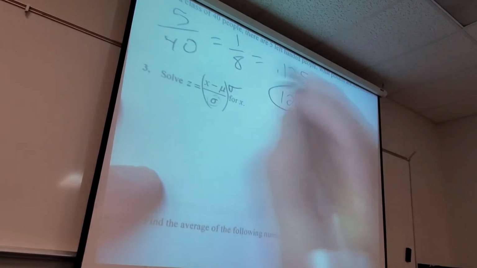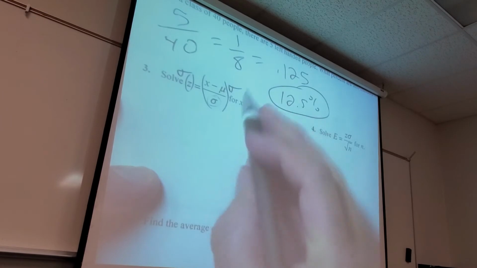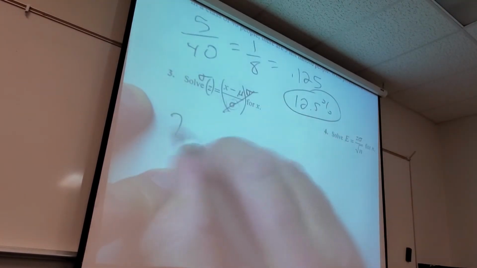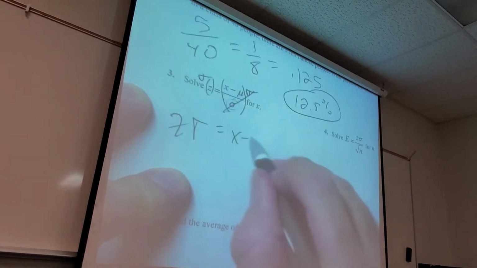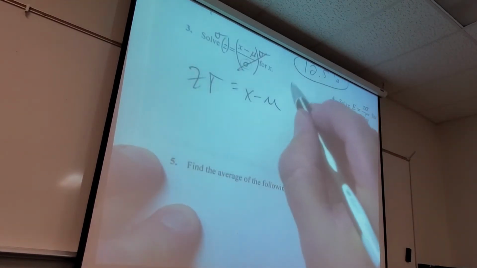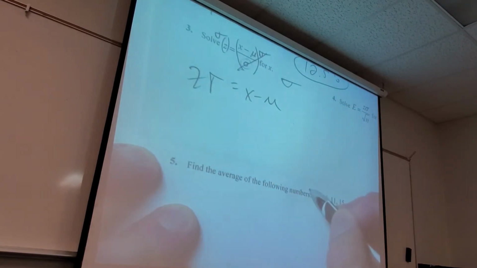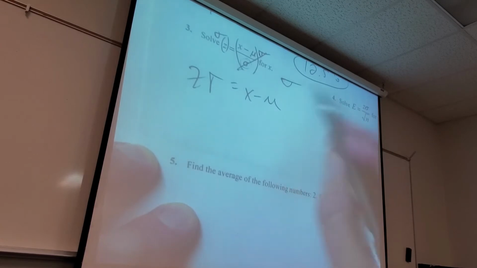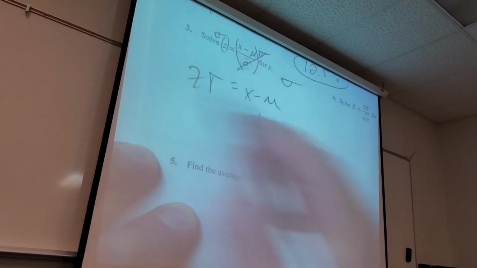Multiply both sides by 6. Good. And whatever I do to one side, do the other side. So I get z sigma equals x minus mu. My sigmas are, sometimes they're skinny and sometimes they're fat. I don't know. Just depends. And then what's the last step to get x by itself? You add mu to both sides.